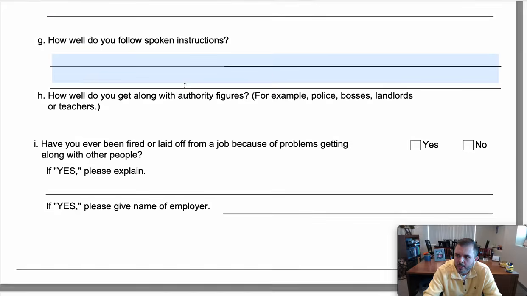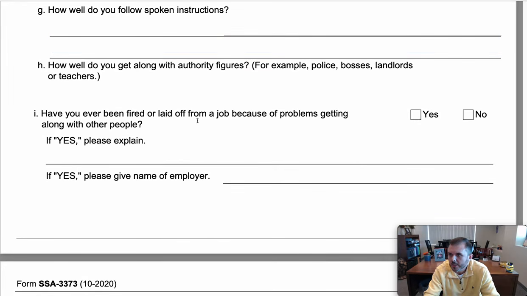Same for spoken instructions. It's important to remember that spoken instructions involve more memory, because if I tell you to go to the grocery store and get me eggs, cheese, butter, and milk, are you going to be able to remember that in 20 minutes when you're at the grocery store? So maybe not very well, that's okay. Short answers, vague answers are your friend here.